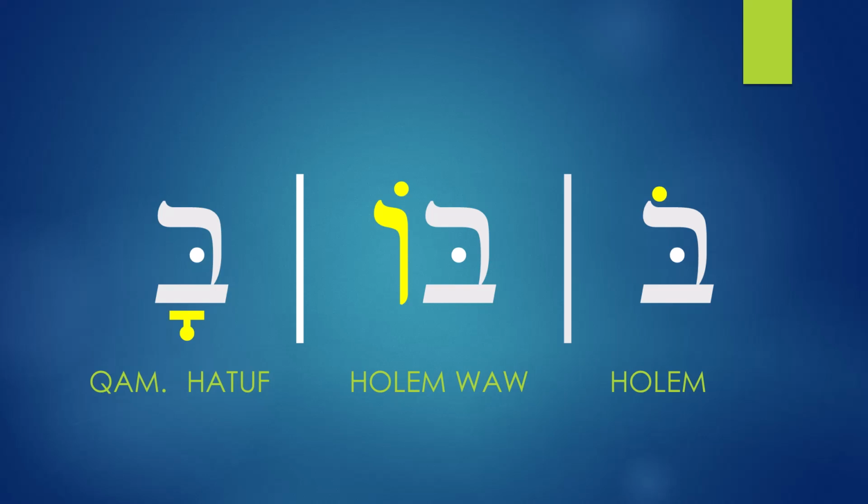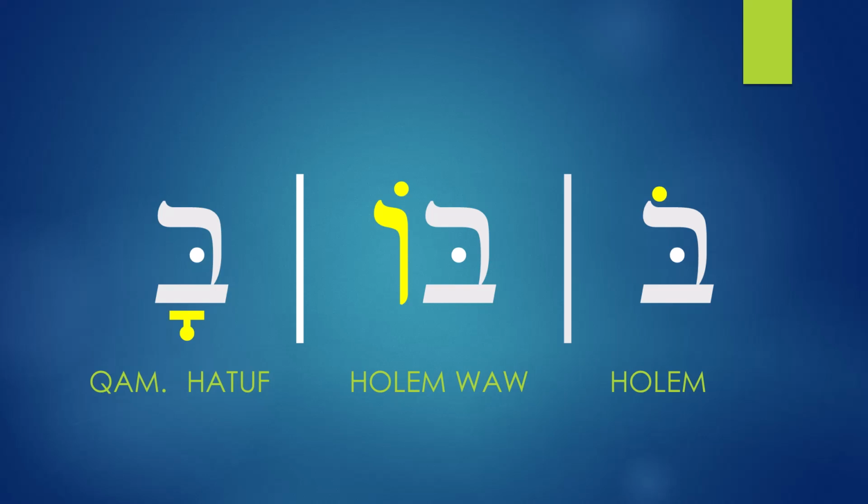We have the holem, we have the holem wow, and we have the kametz atuf. How do you pronounce the holem? And notice the holem is written on top. It's a dot that you write on top of the bet. So how do you pronounce the holem? The holem is going to be pronounced as "bo." It's that long O sound, a dot written on top of the bet, the long O sound.